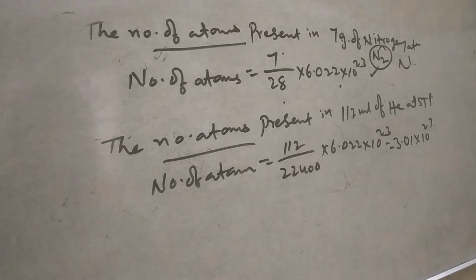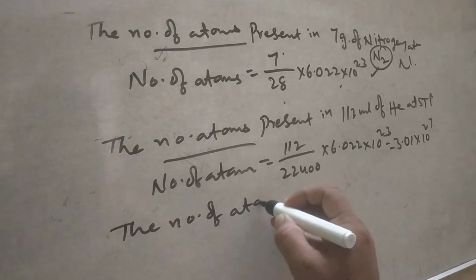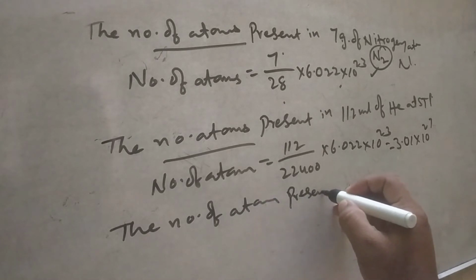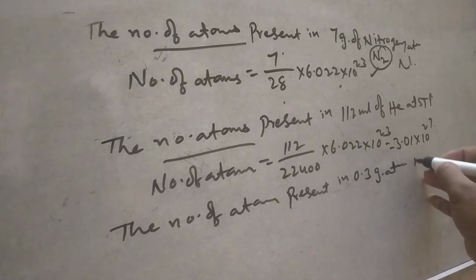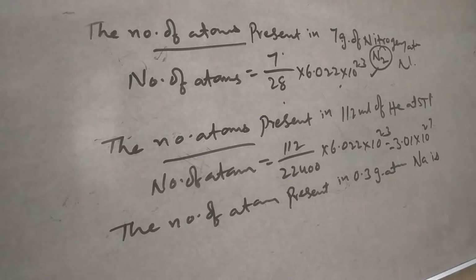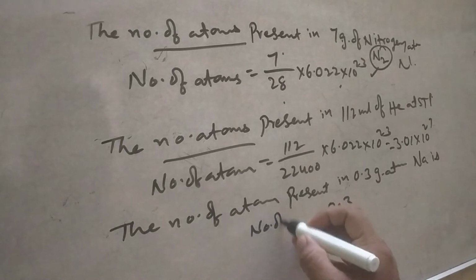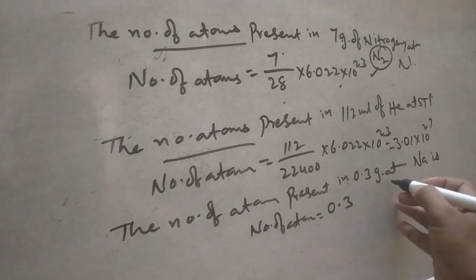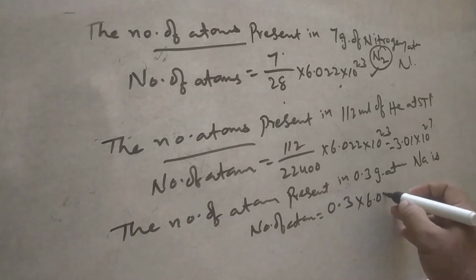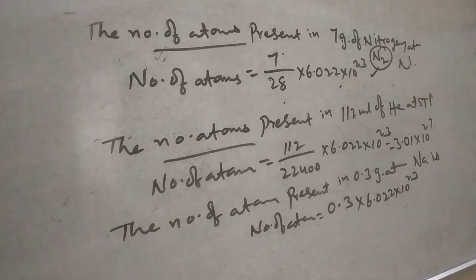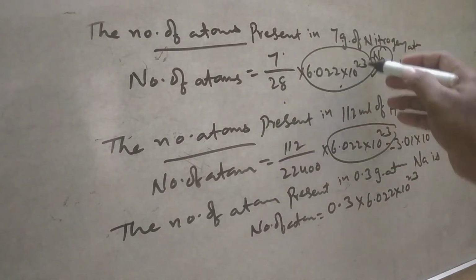Or suppose, for example, the number of atoms present in 0.3 gram atoms of sodium. How will you calculate? Same, a similar type. Here 0.3, and you want the number of atoms. Number of atoms is equal to 0.3, since gram atoms is nothing but moles. You want the number of atoms, so you have to multiply with 6.022 into 10 to the power of 23. Similar type, for atoms you always have to multiply with the Avogadro number.